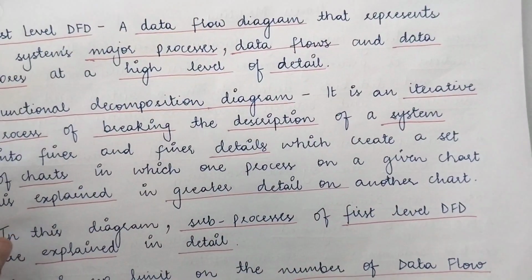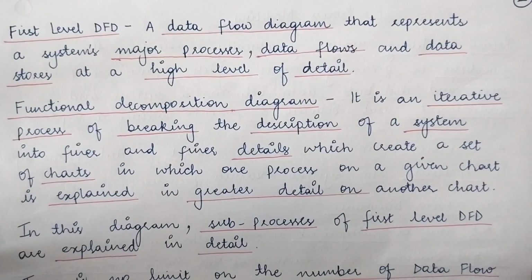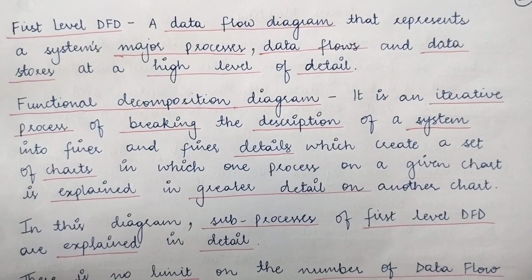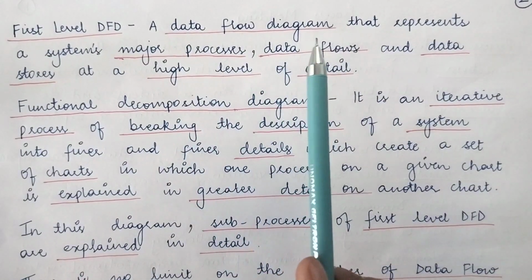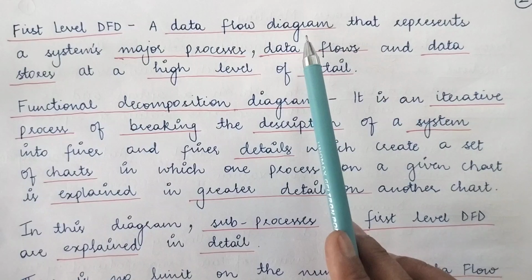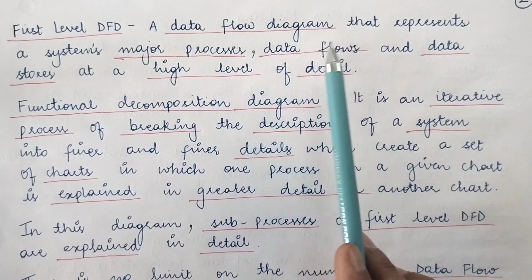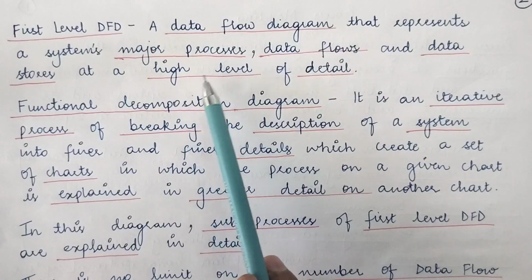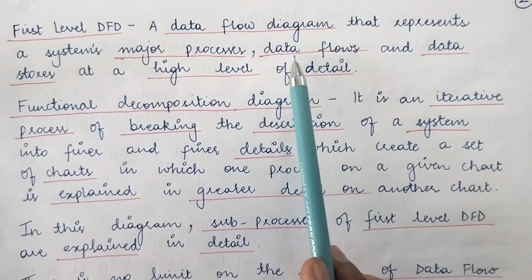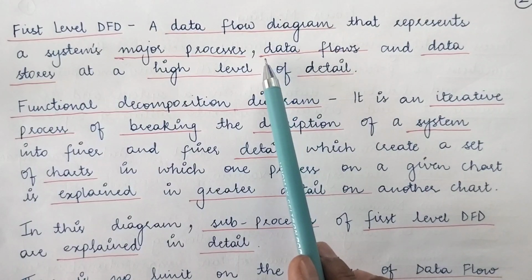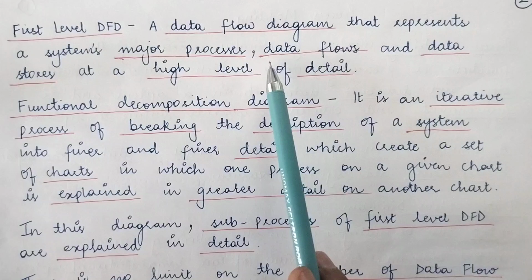Then the second category of a DFD is the first level DFD. After the context diagram comes the first level DFD. Now, a first level data flow diagram represents the system's major processes, data flows and data stores at a high level of detail. Here we are not providing just the general overview. We are going into a little higher level of detail as compared to the context diagram.